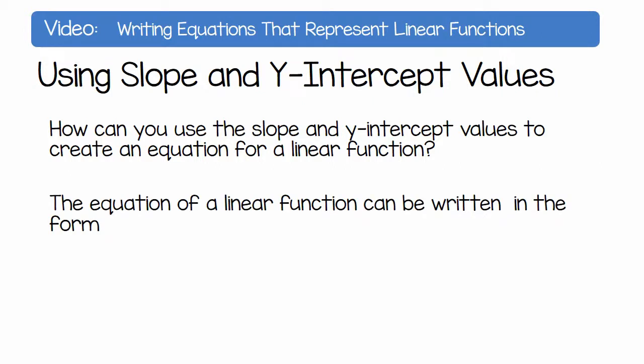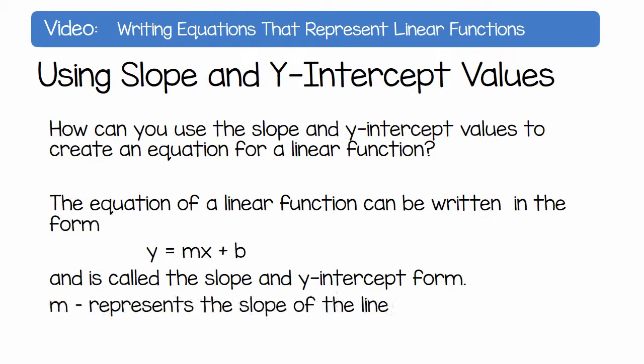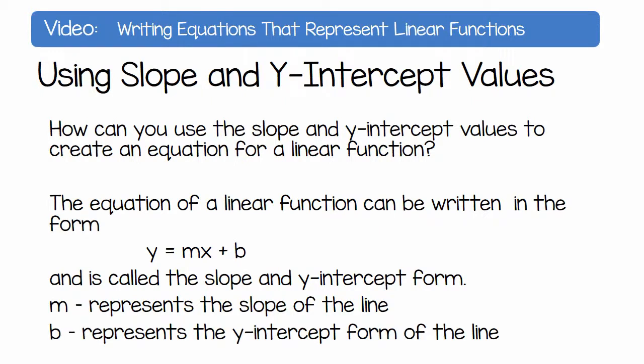The equation of a linear function can be written in the form y equals mx plus b and is called the slope and y-intercept form. m represents the slope of the line and b represents the y-intercept of the line.